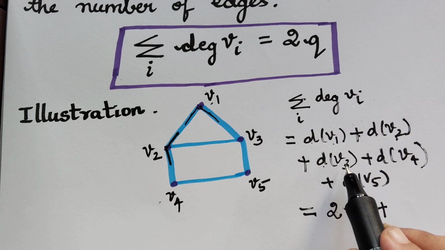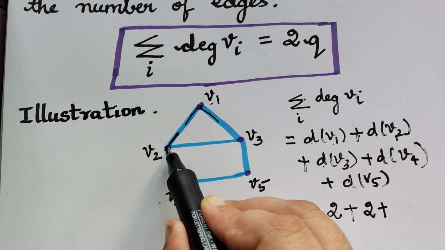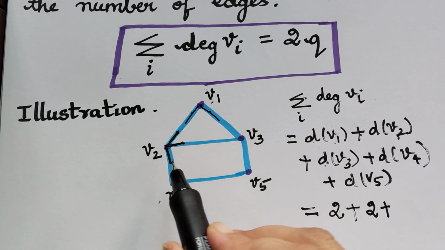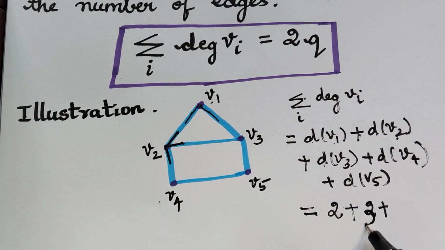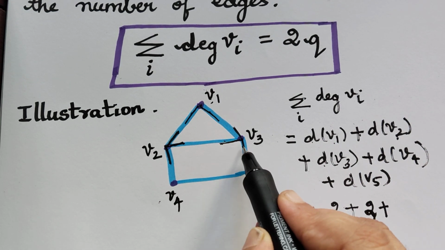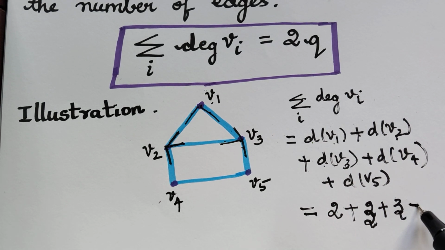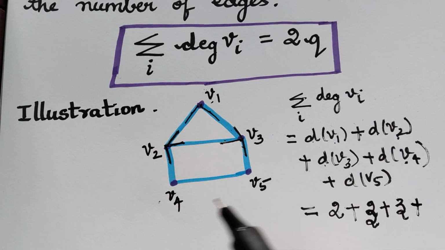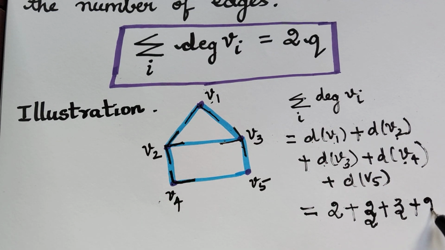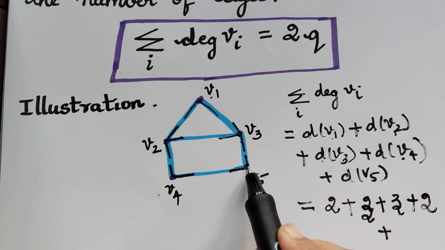Plus degree of V3. For V2 it is 3 actually. I didn't mention this edge, so by mistake I wrote 2. So it is actually 3. So make that correction. And for V3 also it is 1, 2 and 3, because 3 edges are incident with this vertex. So 3 plus, what is the degree of V4? We have V4 here. 2 edges are incident to it. So 2, and then finally degree of V5, which is also 2.